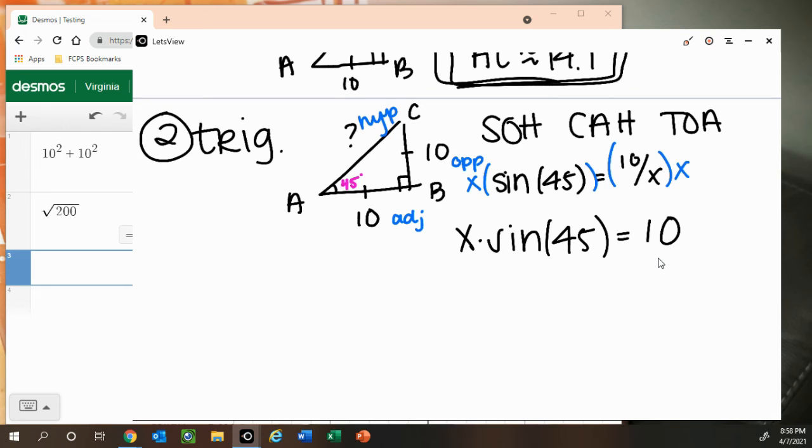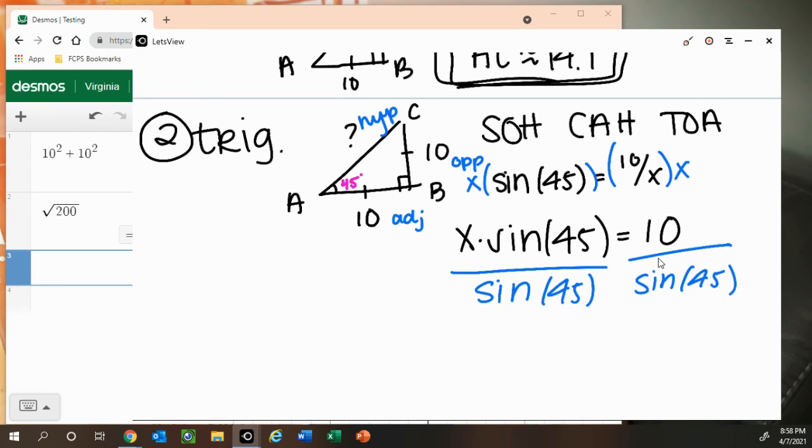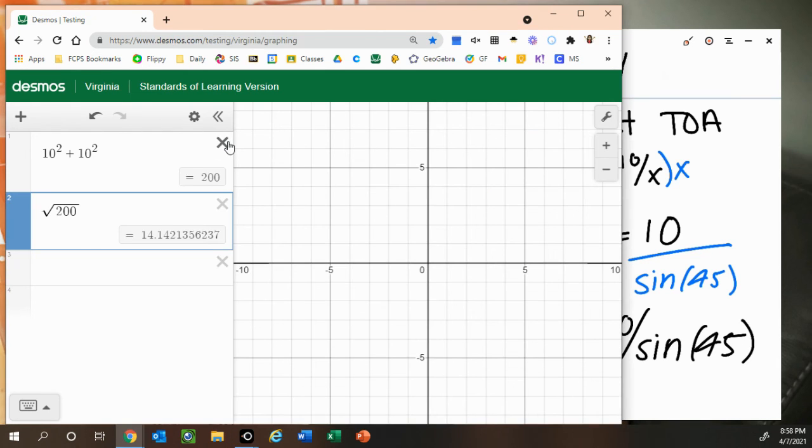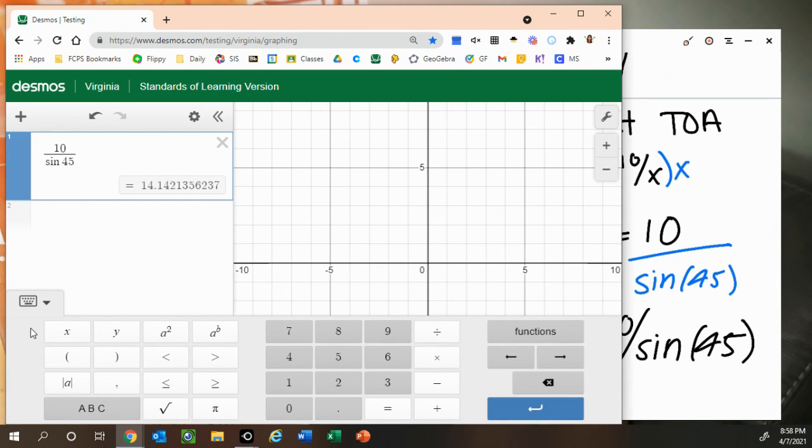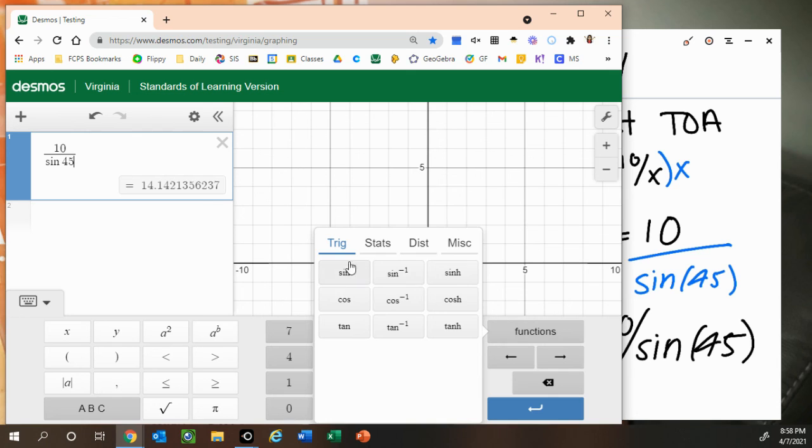And then how do I undo multiplying by sine of 45? I'm going to divide by sine of 45 on both sides. So this right here is exactly what you would type into Desmos, and what I'm going to show you right here: 10 divided by sine of 45. So go to Desmos, delete, delete. 10 divided by sine 45. You can type it in on your keyboard, SIN, same thing for cosine and tangent, or click on your little keyboard, functions, trig. Everything you're going to need is right there.